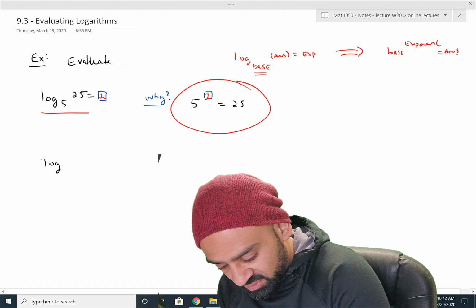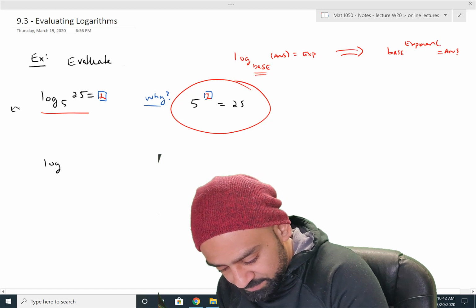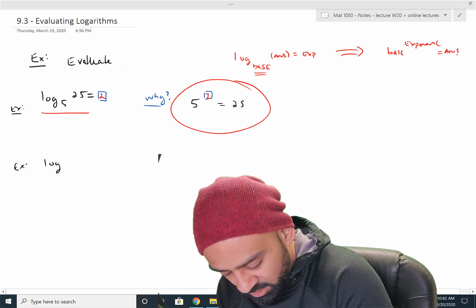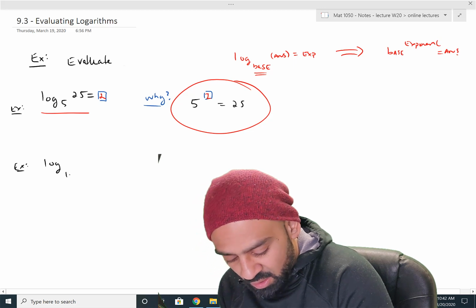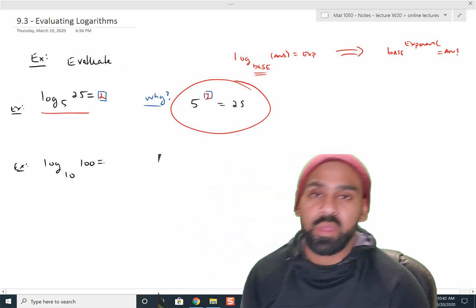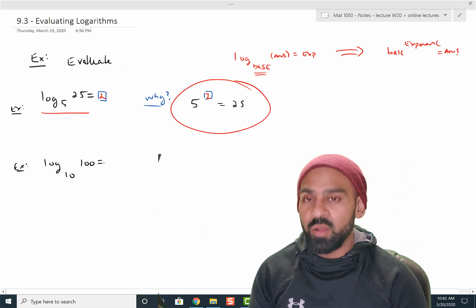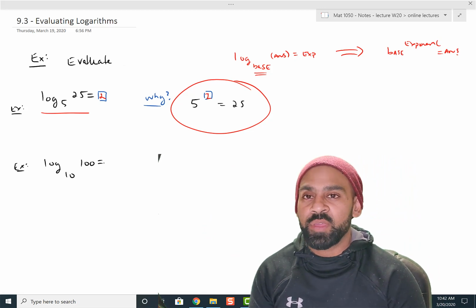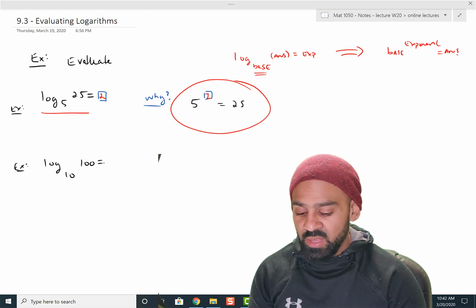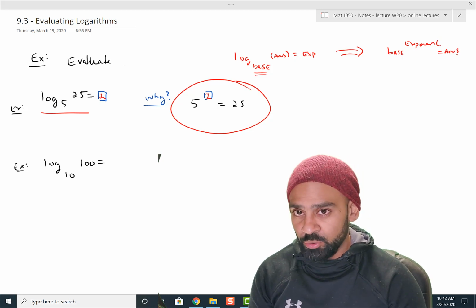Log. So this is the second one. We're going to try to evaluate this. Okay. Log base 10 of 100. So here we go. The base is 10. I'm going to talk it out this time before I write it out. The base is 10. We're looking for the answer. The answer is the exponent. And it's equal to 100.